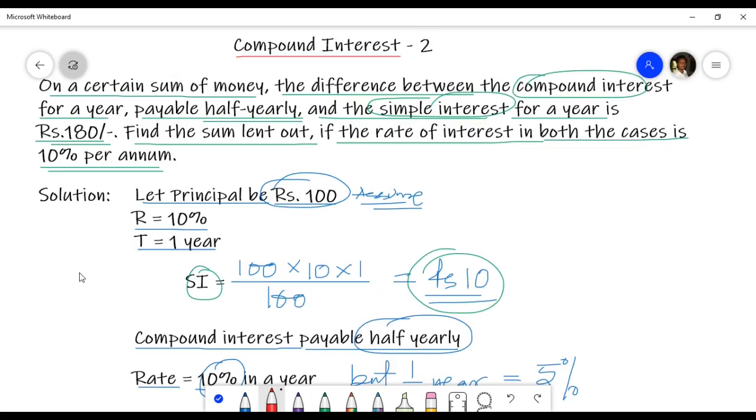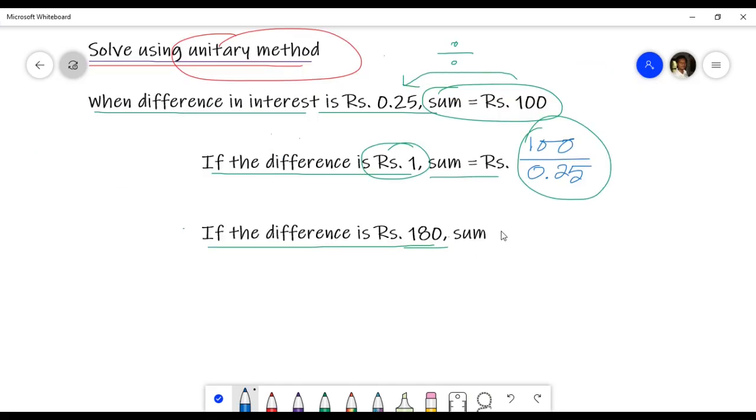Now let us come back to the point that is given in the question. The difference of the compound interest and simple interest is rupees 180. This is given in the question, and we'll be using this value to solve the answer and get the sum. So if the difference is rupees 180, then the sum will be 100 by 0.25 into the difference which is given in the question, 180.